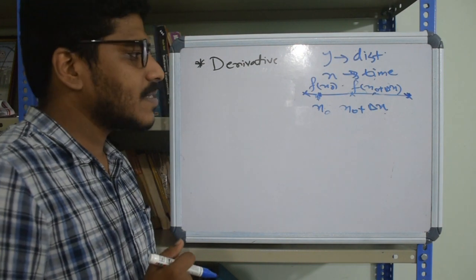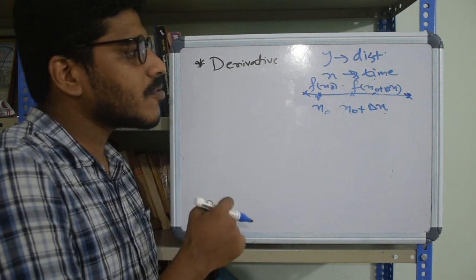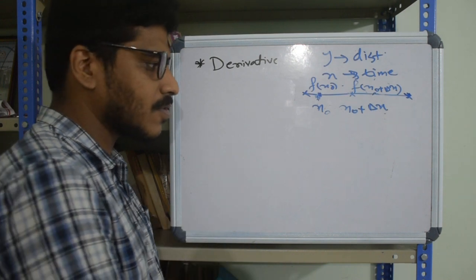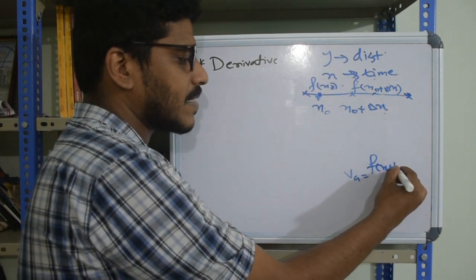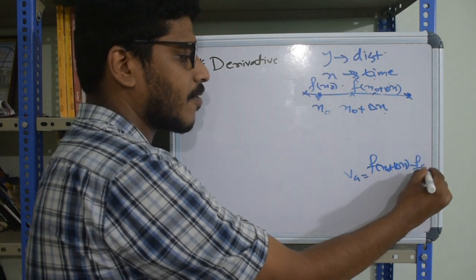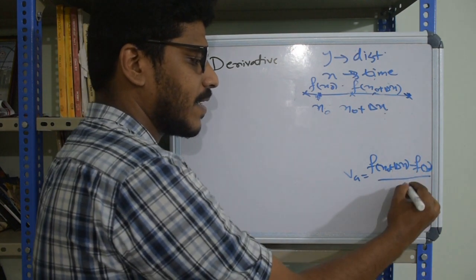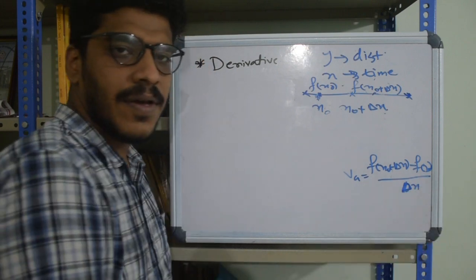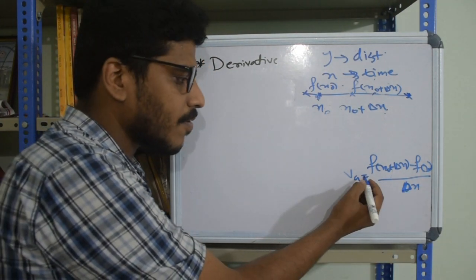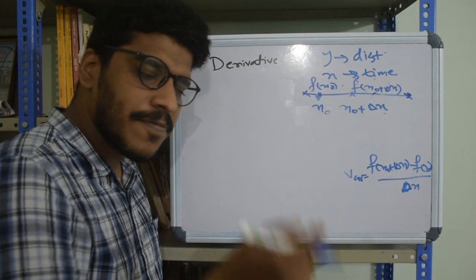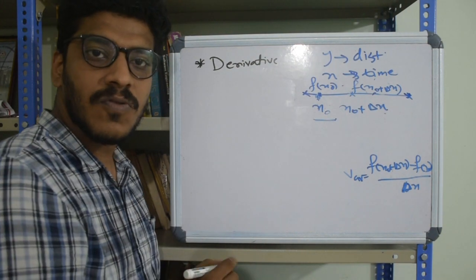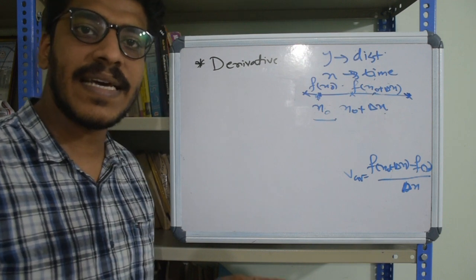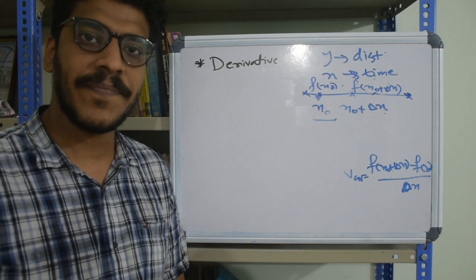The next concept is to make use of this formula for average velocity, f of x naught plus delta x minus f of x naught divided by delta x. Can we make use of this formula for average velocity to find the instantaneous velocity at x naught? So what is the difference between instantaneous velocity and average velocity?